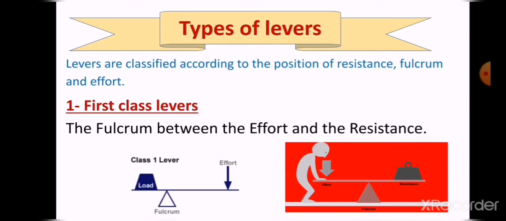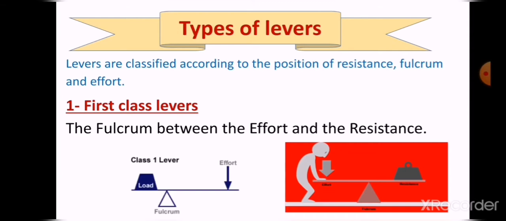Now we will talk about the types of levers. Levers are classified according to the location of effort force, resistance force, and fulcrum into three types. So there are three types of levers. How many types of levers? Three types of levers. According to what? According to the location of effort force, resistance force, and fulcrum.